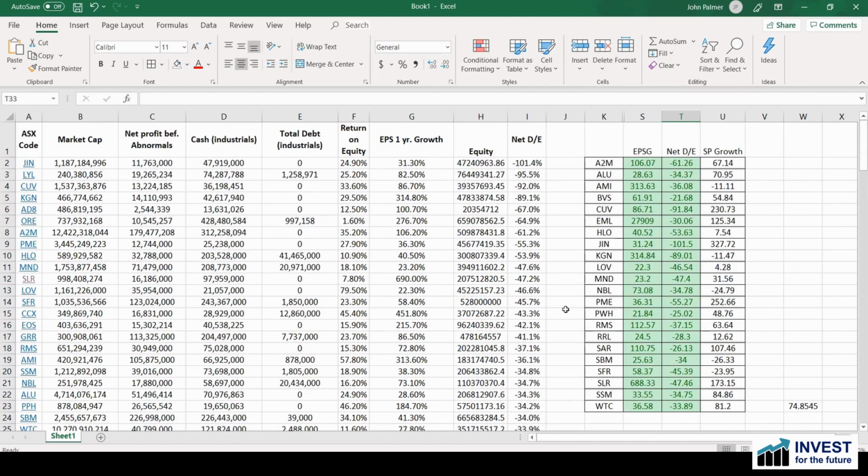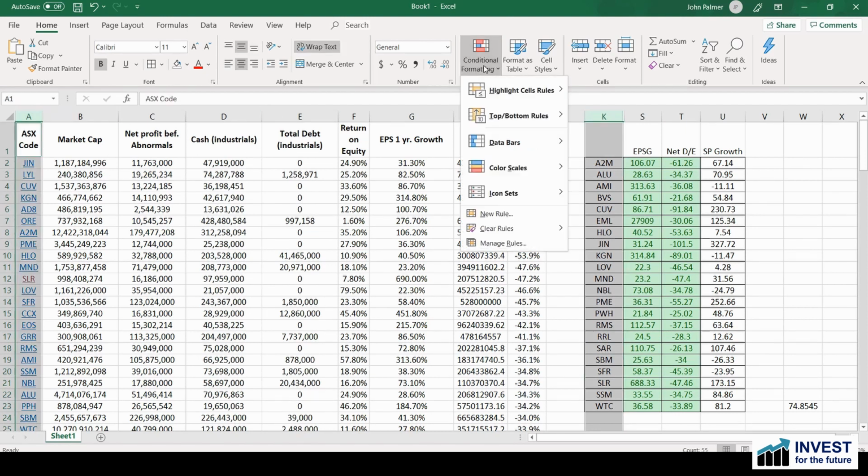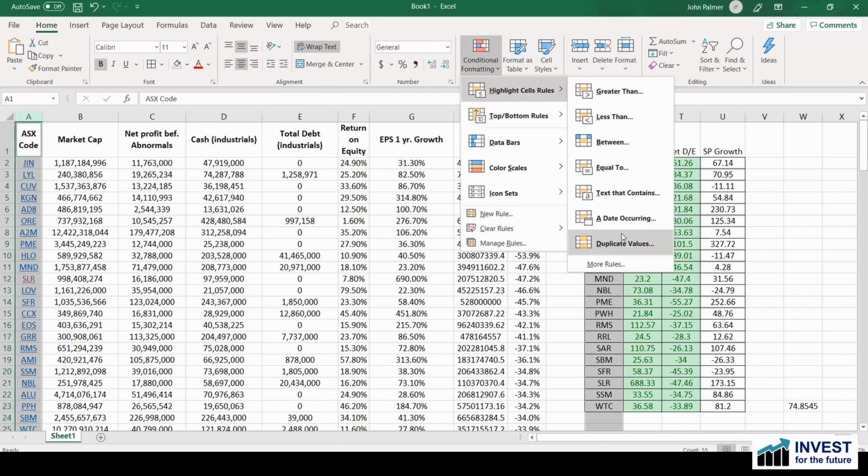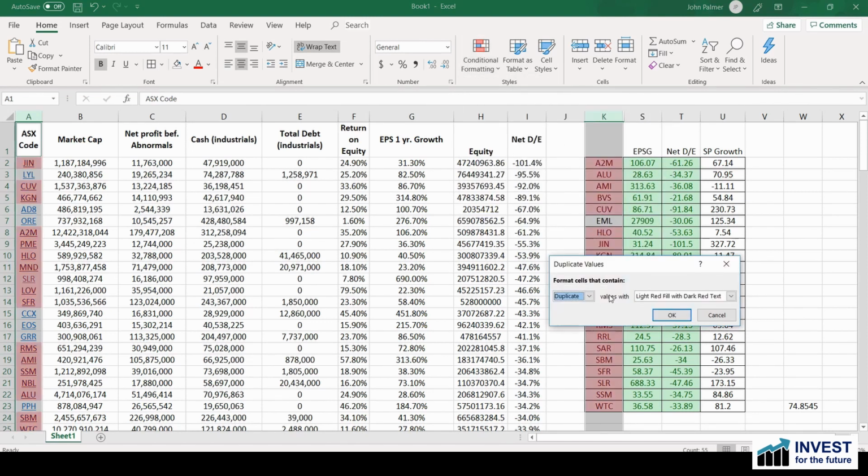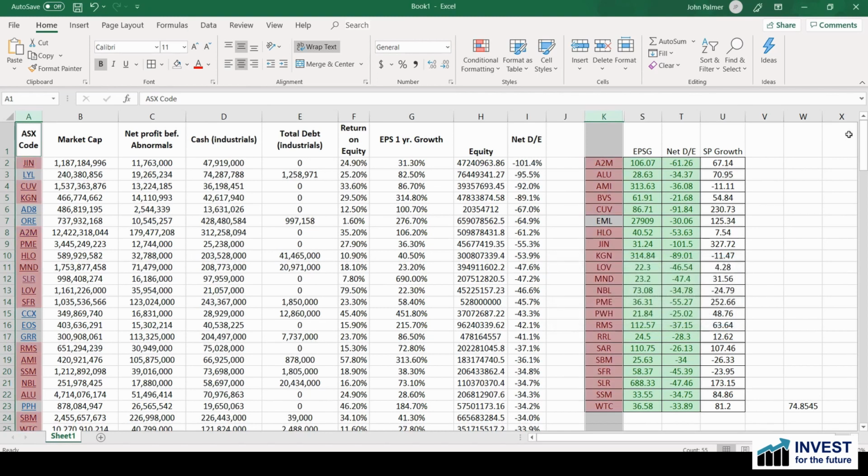Now the question is, are all of these over here? In other words, did Westpac find these? Well, the way to find out is we'll highlight that column, and then we'll highlight this column, then come to conditional formatting, highlight duplicate values. We'll leave them in red if you like, and yes, they did, with the exception of EML.